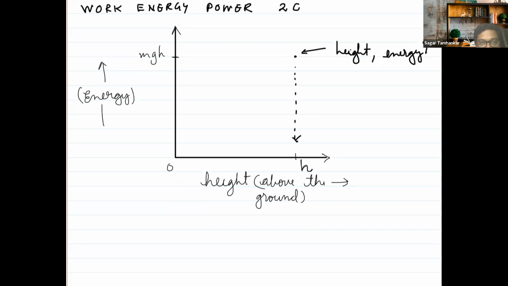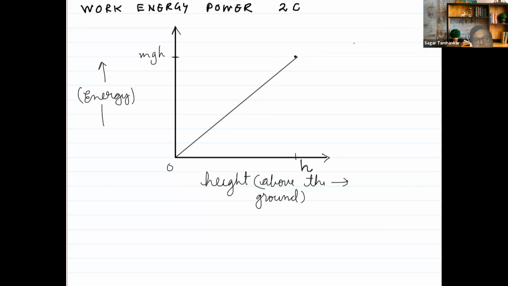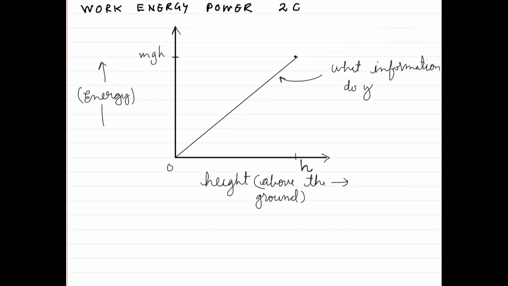Now that was a point. I'm going to draw a line now. So this line will be starting from the origin and coming to this point. Okay, so I want you to now study this line and tell me what is happening, or what information the line is conveying. The height and energy is increasing.